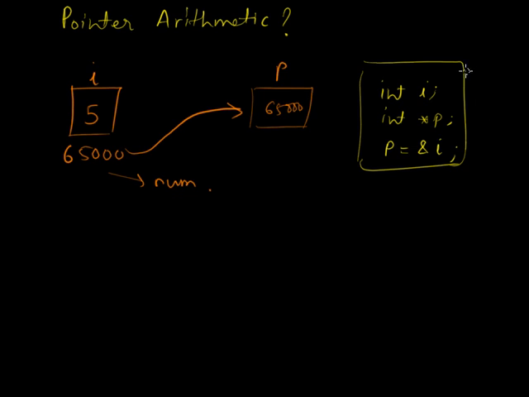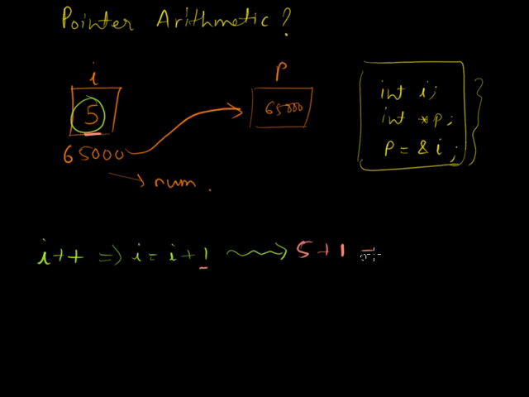Now what I've drawn can be summarized from this code. I is an integer, p is an integer pointer, and p stores the address of I, hence p points to I, right? Now observe carefully. What if I do I plus plus? I contains the value 5, and if I do I plus plus, it means that I equals I plus 1. We are incrementing I by 1, which is nothing but 5 plus 1. The value is 5 and we add 1 to it, so it gives 6.